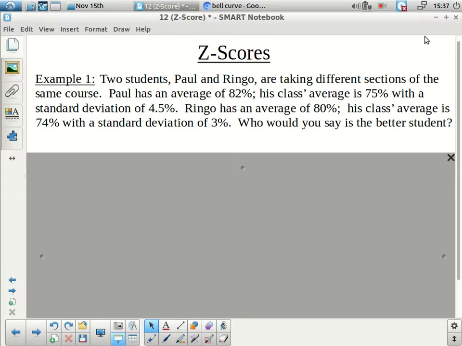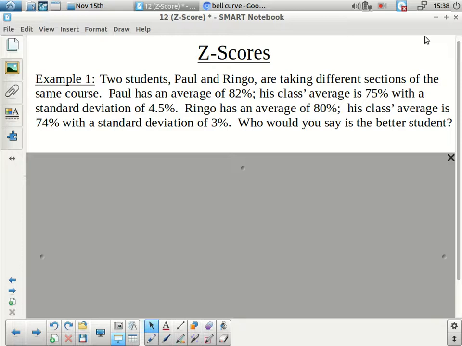Hello there. This video is going to introduce the concept of Z-scores, which we'll define in a moment. But to motivate why we're going to need to use them, we're going to start with an example. Two students, Paul and Ringo, are taking different sections of the same course.